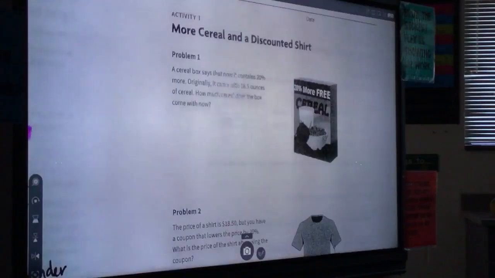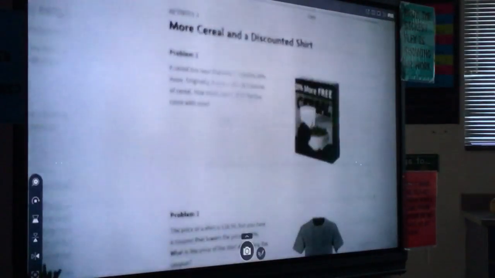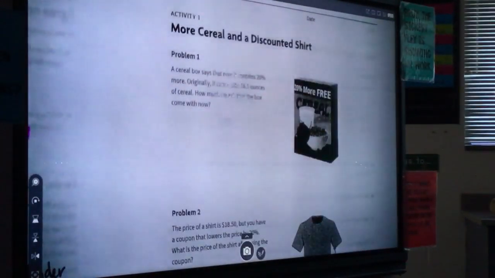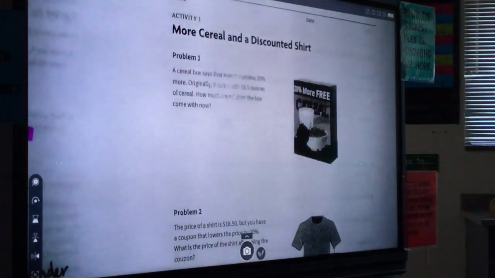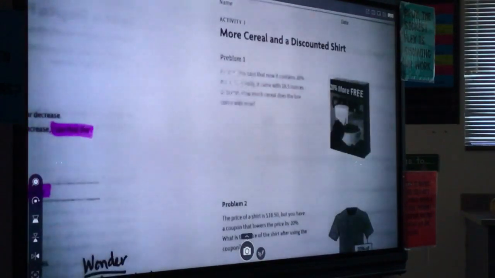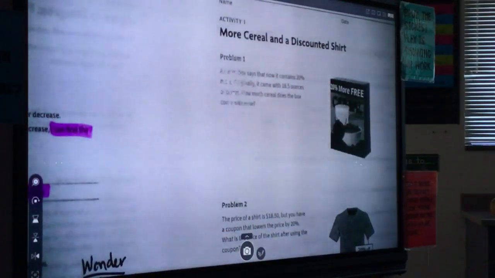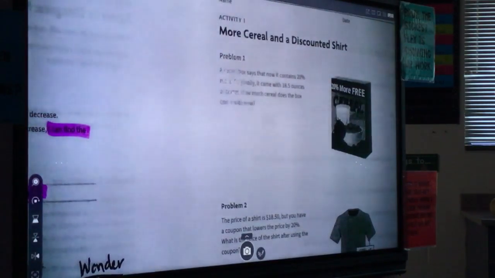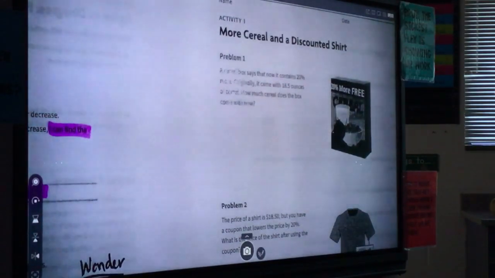So this says more cereal and a discount shirt. So problem number 1. A cereal box says that now it contains 20% more. Originally, it came with 18.5 ounces of cereal. How much cereal does the box come with now?